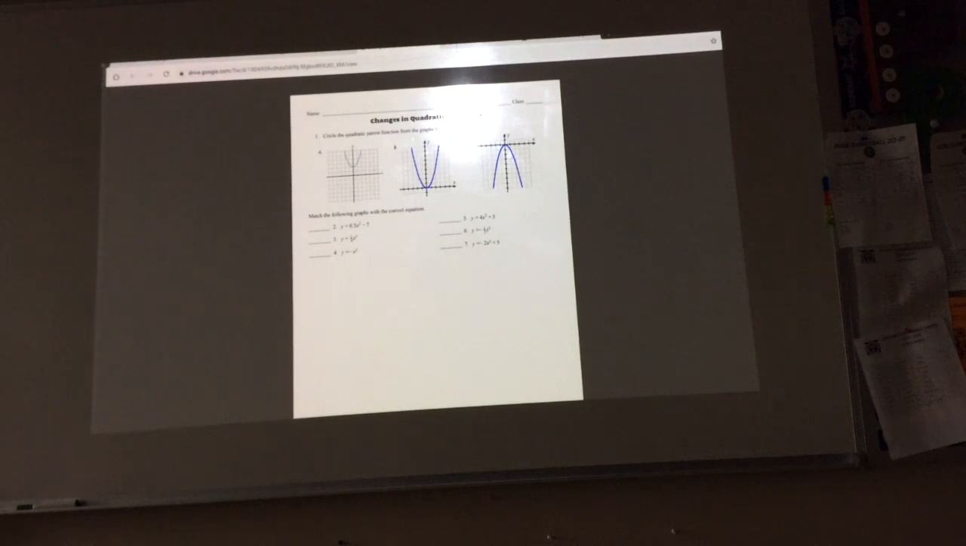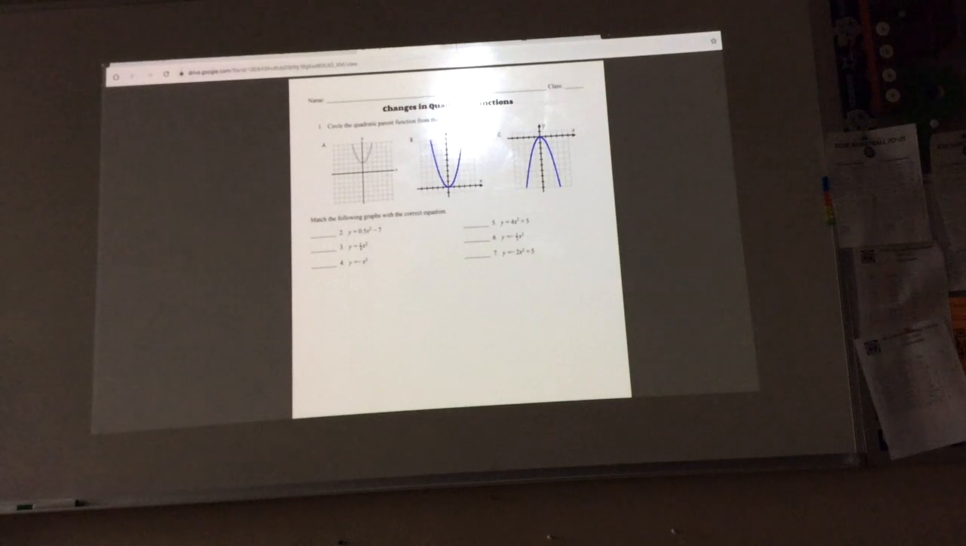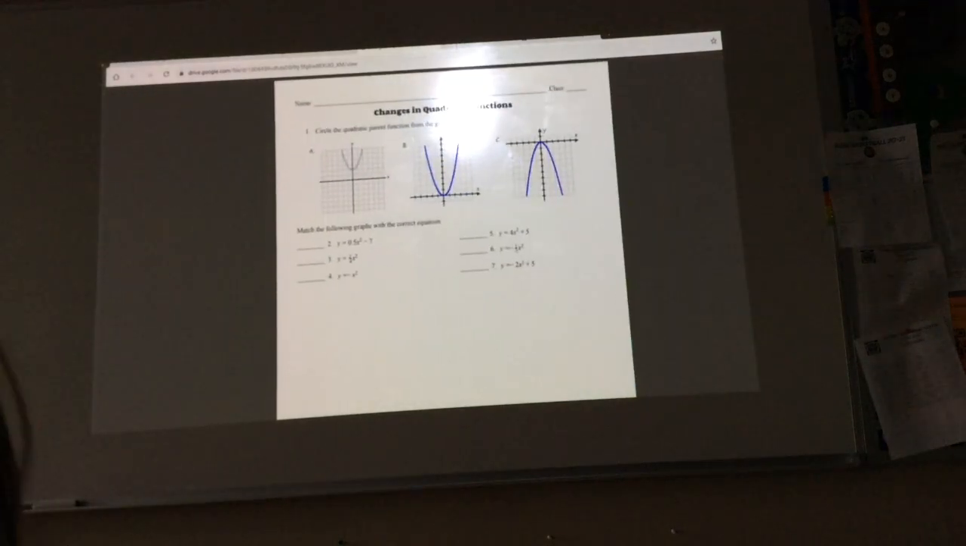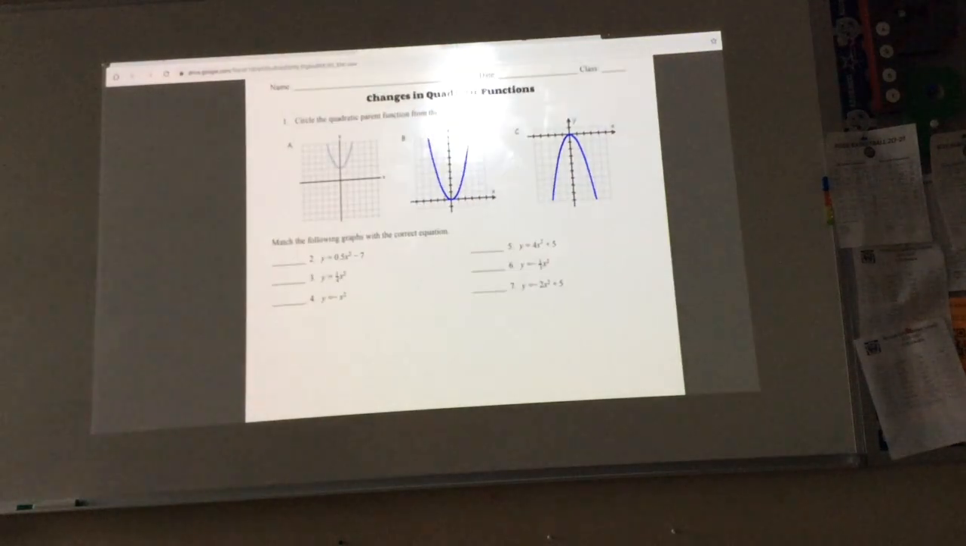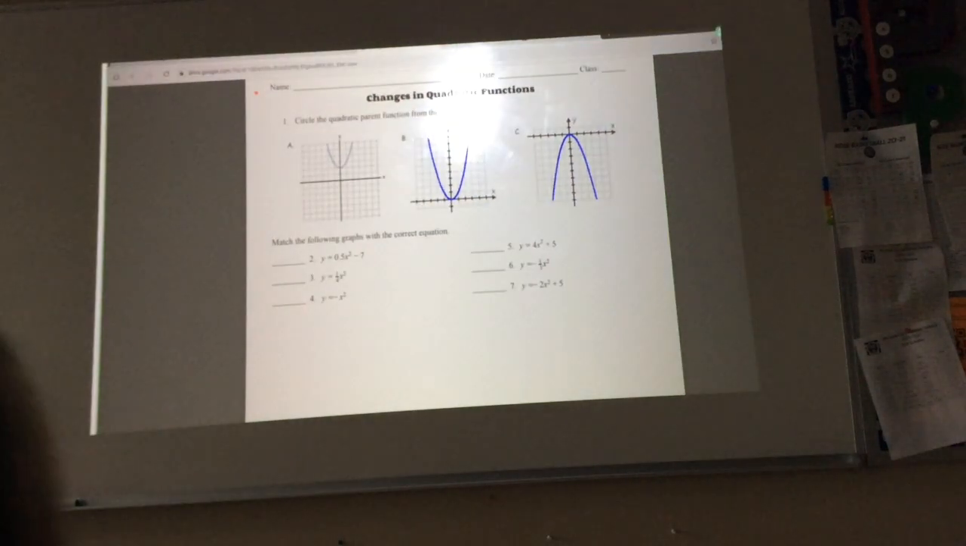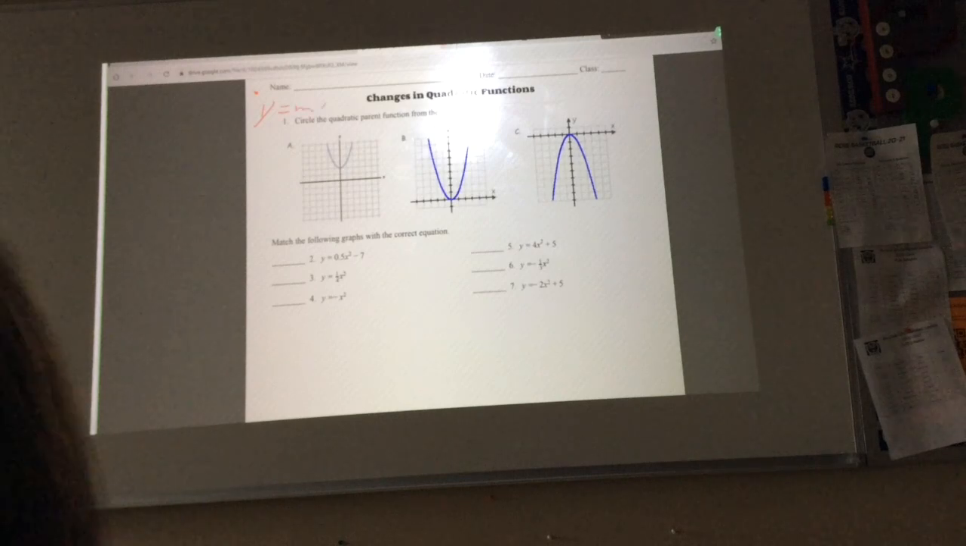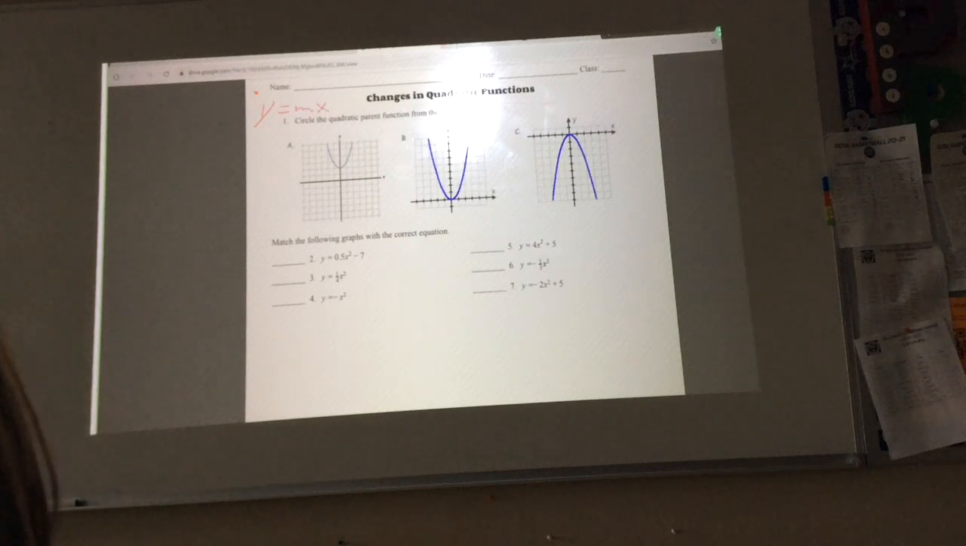Okay. So first thing we have here is it says circle the quadratic parent function from the graphs below. Well, you got A, B, and C here. We talked about the linear parent function back when we were talking about slope. And the linear parent function was y equals mx. It was this perfect equation that meant that it had no y-intercept, went right through the origin, so it was proportional. And it also had a slope of up 1 over 1, up 1 over 1, up 1 over 1.